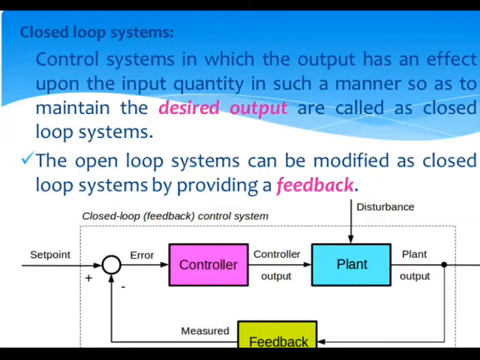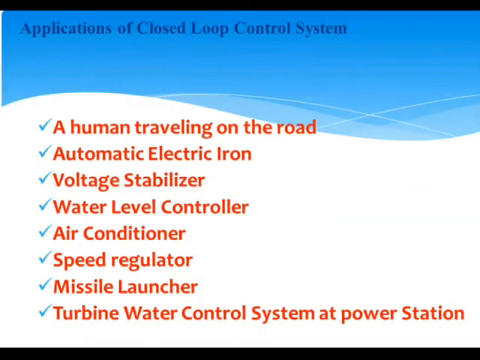Such examples of closed loop system are a human traveling on the road, automatic electric iron, voltage stabilizer, water level controller, air conditioner, speed regulator, missile launcher, turbine water control system or power station. Why is a human traveling on the road called as a closed loop system?